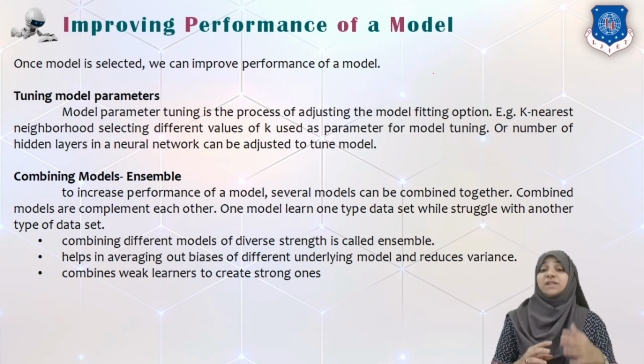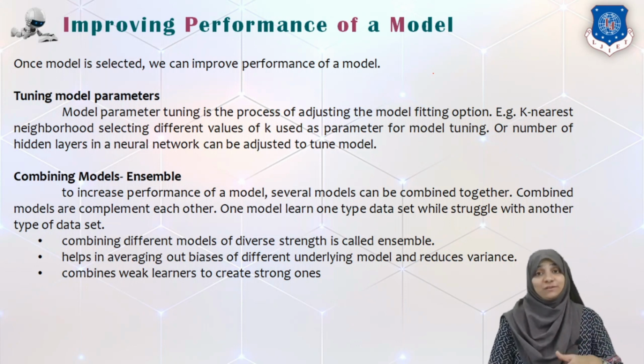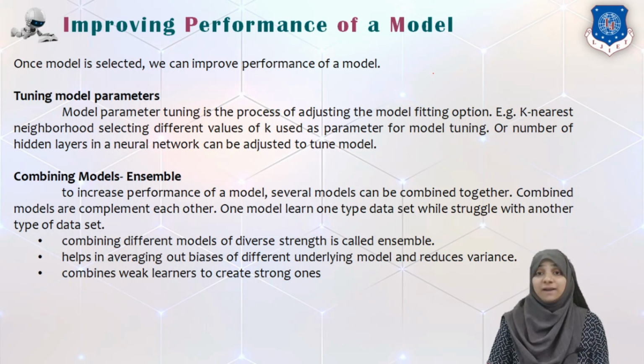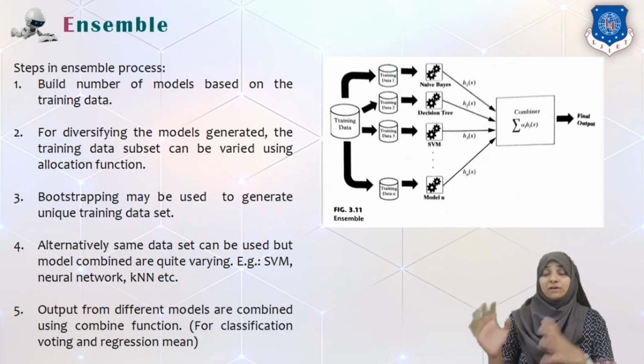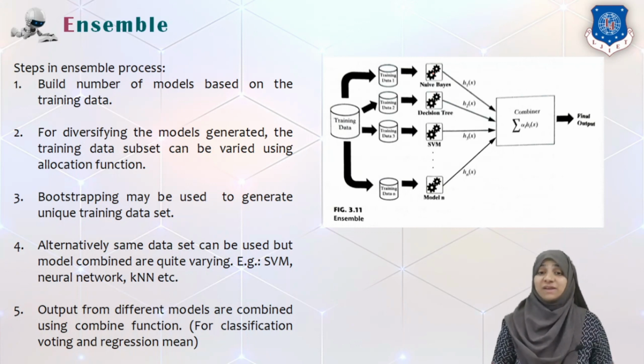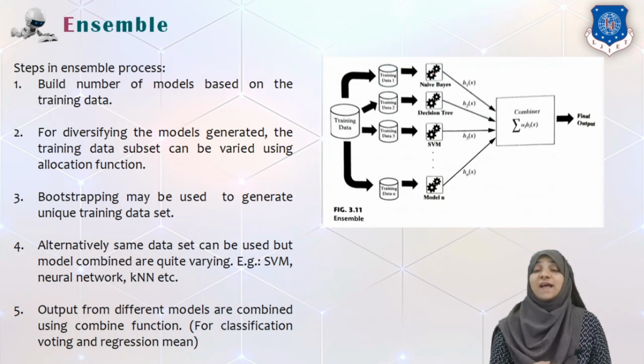It helps in averaging the bias. If one model is very biased, producing very biased results, then we can use an ensemble of that model to reduce that bias and also to reduce the variance. It combines weak learner algorithms so that in combination they produce strong learners. Now look at the process of ensembling. The first step is to build a number of models based on training data. For the different diversified models that are generated, the training data subset can be varied using an allocation function.